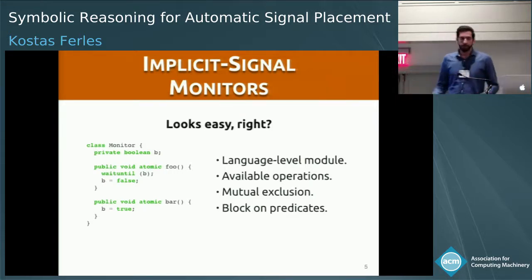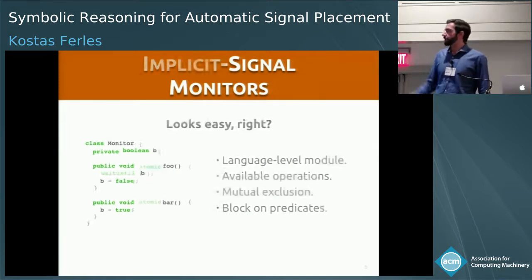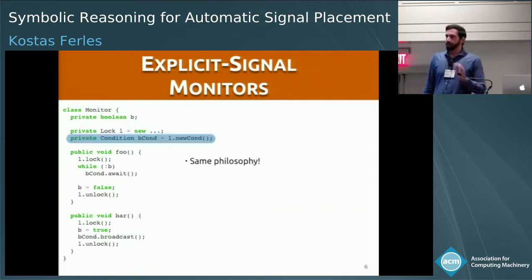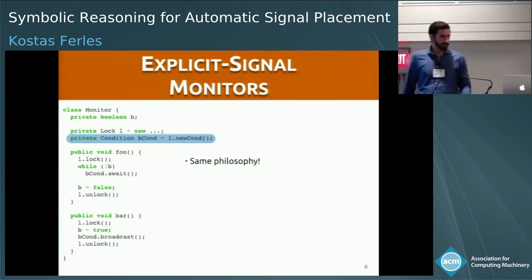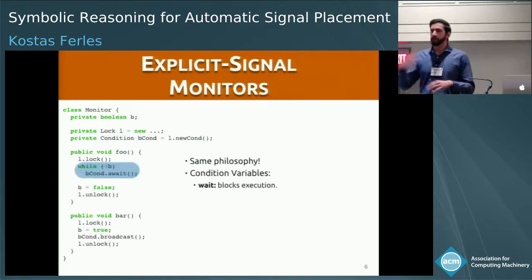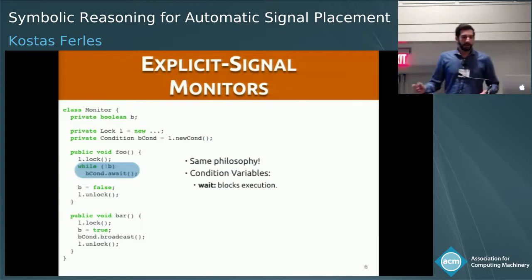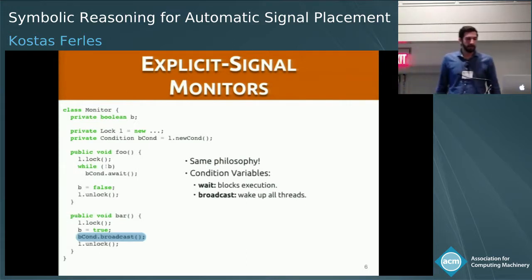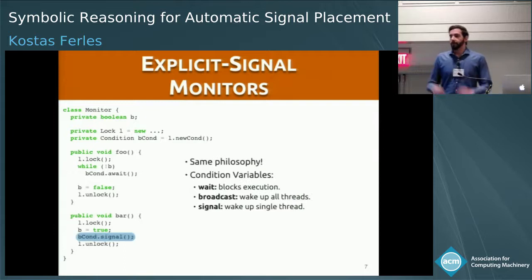Now, this exact same monitor implemented as an explicit signal monitor is going to look like this. Generally, the philosophy is the same as before, except that the waituntil statements have been replaced by a mechanism called condition variables. Threads can perform the following operations on condition variables. First, they can call wait in order to block their execution until a Boolean predicate becomes true. Next, they can call broadcast in order to wake up all threads that are blocked on this condition variable. And finally, they can call signal in order to wake up just a single thread waiting on this condition variable.